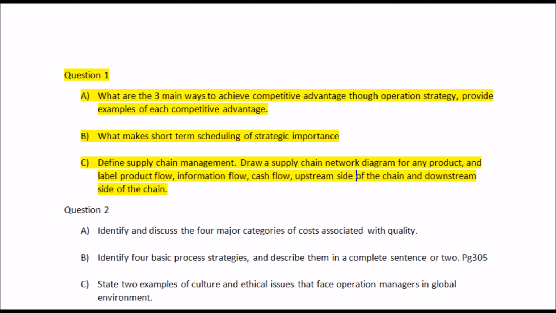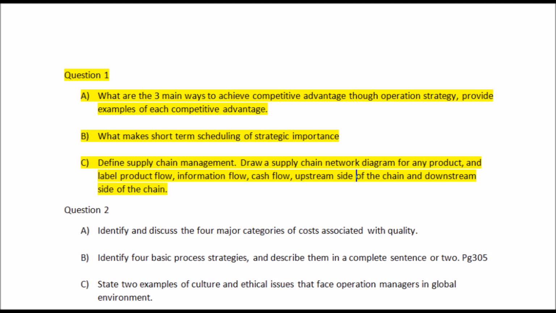Part C, define supply chain management. The idea of a supply chain is all the steps which a product goes through from Mother Earth to Mother Earth. So it's all the intermediaries, all the different suppliers and how they're connected.